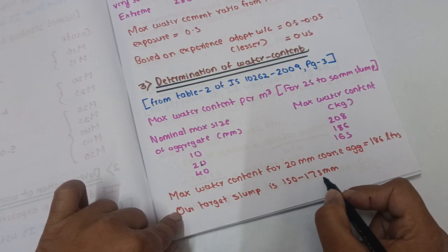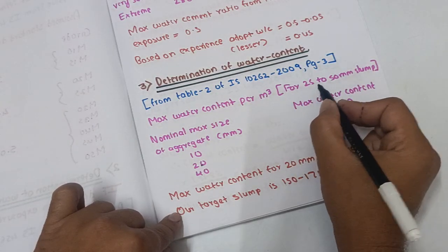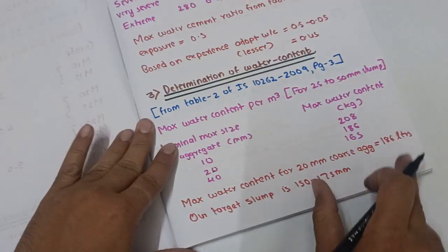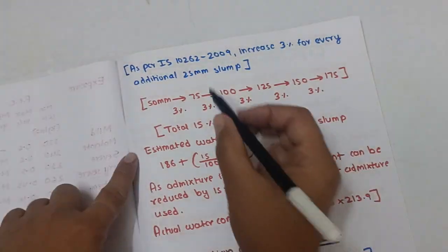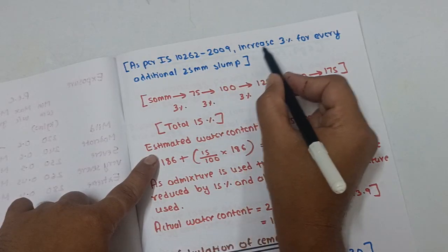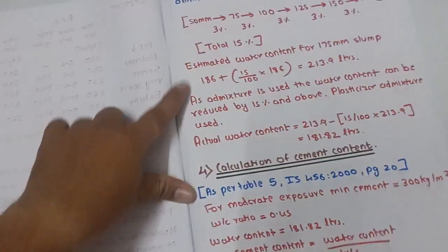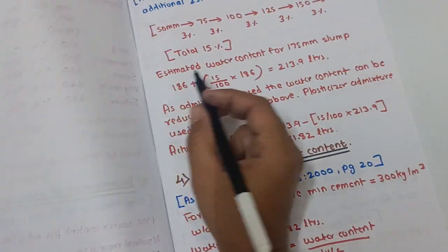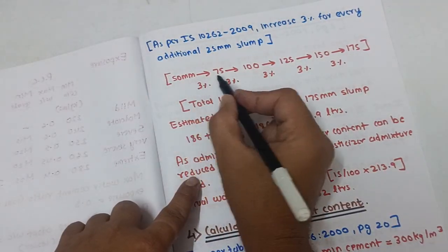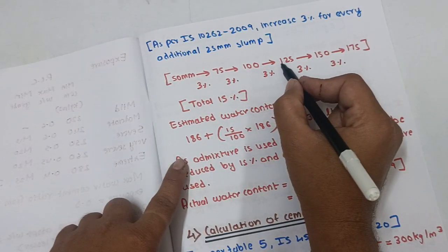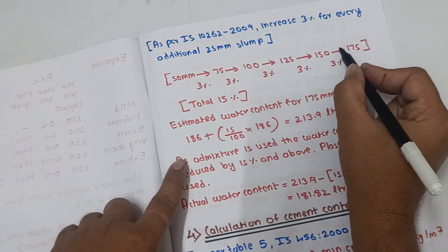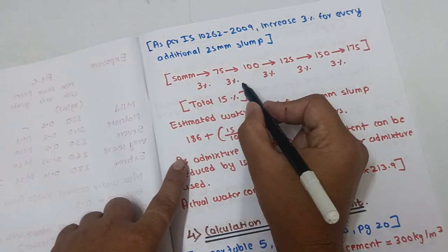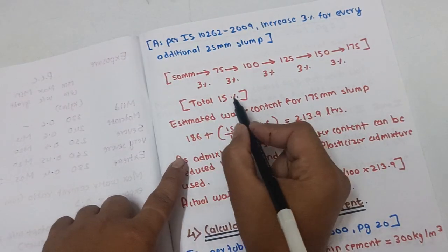Our target slump is 150 to 175 mm and this table is for 25 to 50 mm. So we have to make slight changes here. As per IS 10262 2009, increase 3% for every additional 25 mm slump. Here our slump is 175 mm. So for every increase in slump after 50 mm slump, we add 3%. For 50 to 75, 3; 75 to 100, 3; 100 to 125, 3; 125 to 150, 3; 150 to 175, 3. 3 plus 3 plus 3 plus 3 plus 3, it becomes 15%.